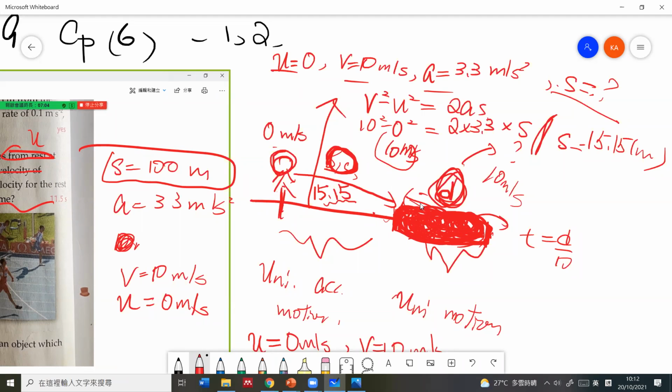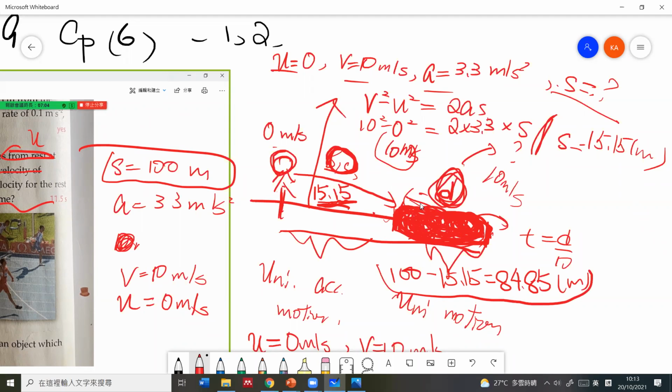Okay, I give up, I'll write it myself. So the whole race is 100 meters, and it travels 15.15 meters in the first part, so 100 minus 15.15 is 84.85 meters. So the displacement for the second part is 84.85 meters.